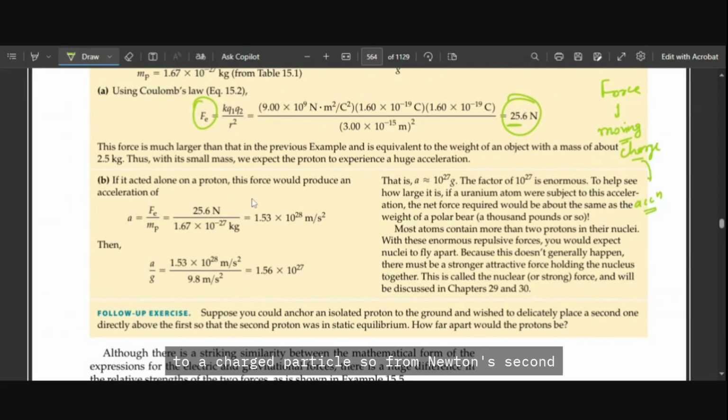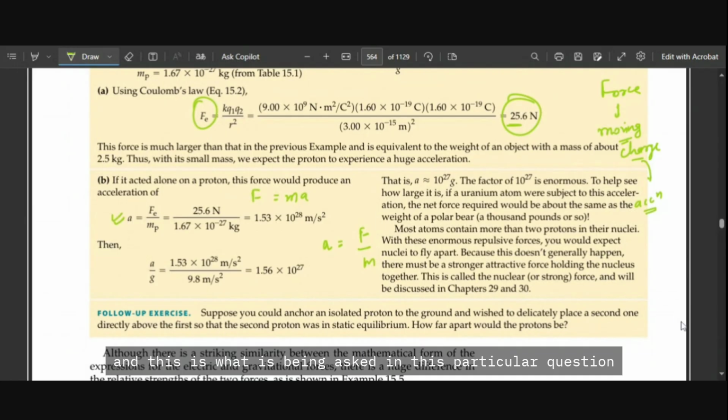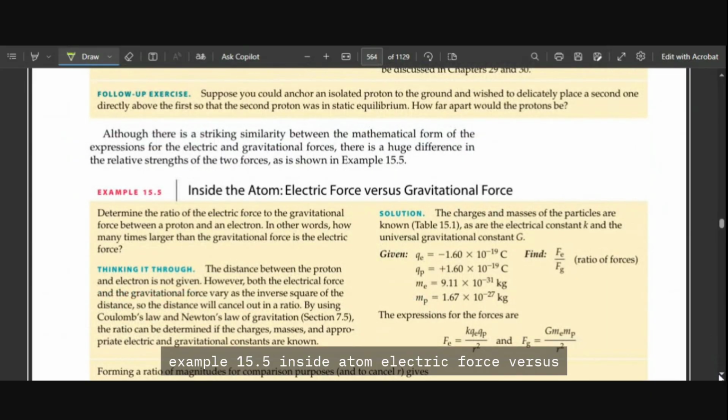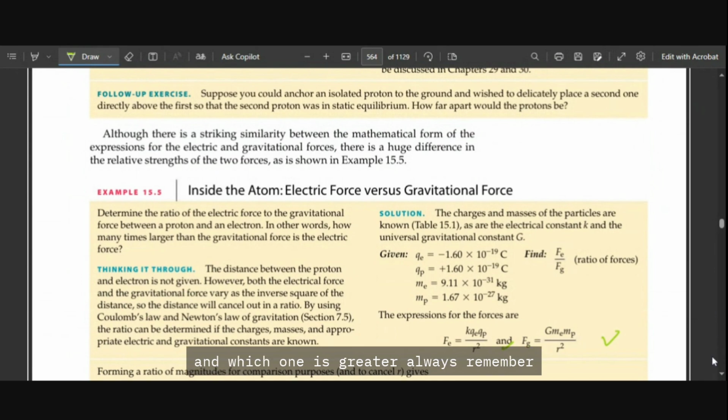So from Newton's second law, we know force is nothing but the product of mass and acceleration. So we have to find the acceleration of any charged particle under a given force. We can simply find acceleration by dividing force by mass. And this is what is being asked in this particular question. So try to solve that example. Example 15.5, inside the atom, electric force versus gravitational force. So we just have to compare what the electrostatic force is and what the gravitational force is, and which one is greater.